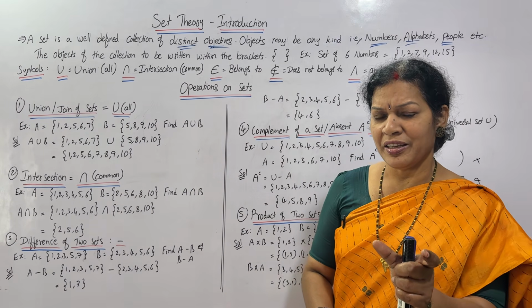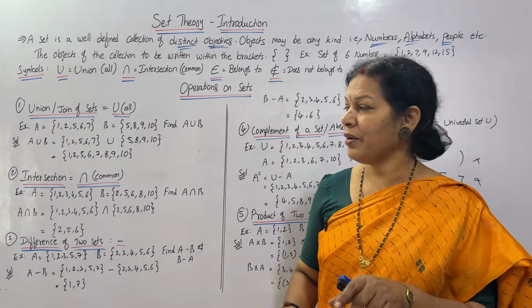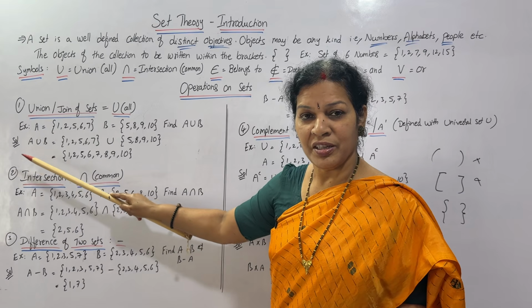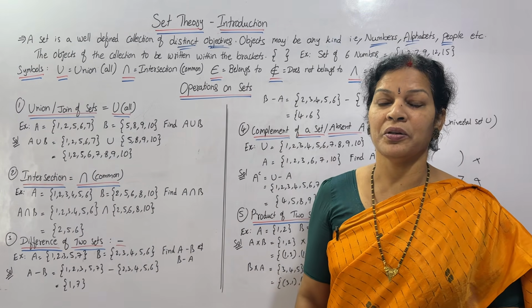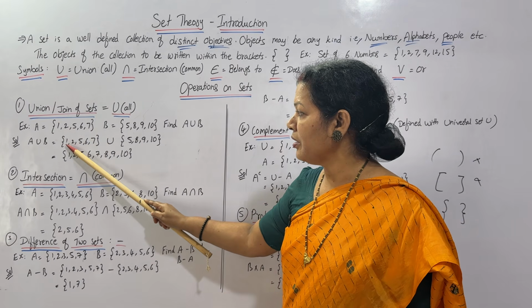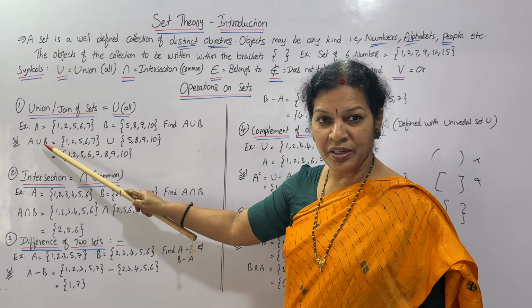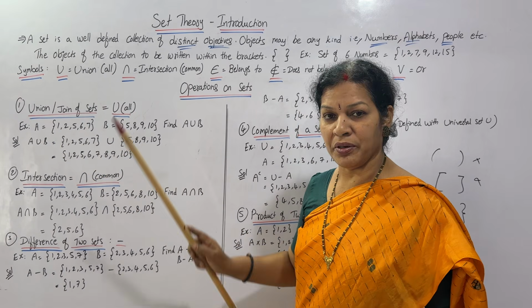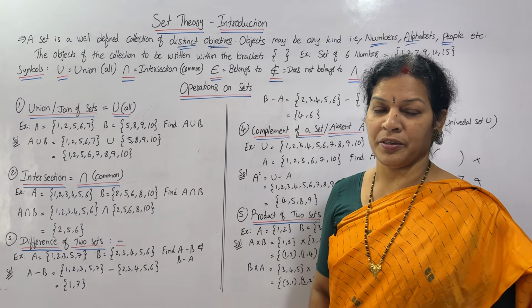Union means the elements of set A and set B taken together. For this solution, the first step is to write A union B is equal to. First we write all the elements of A in brackets: 1, 2, 5, 6, 7. Union symbol, since we are finding the union. Next, the B elements: 5, 8, 9, 10.